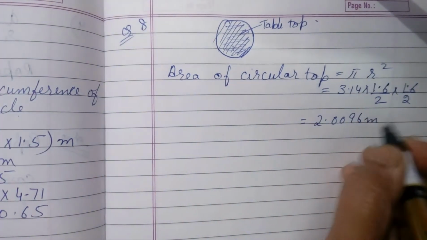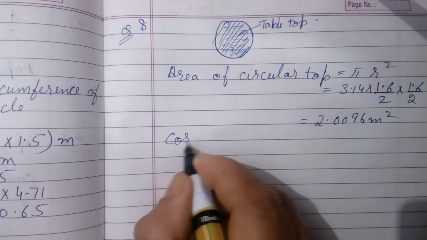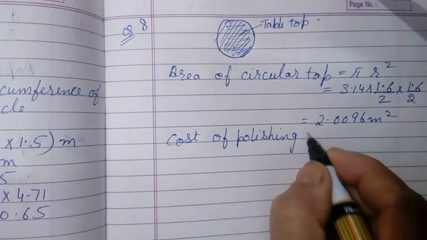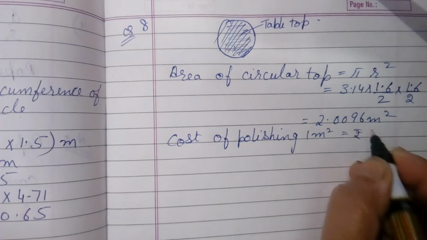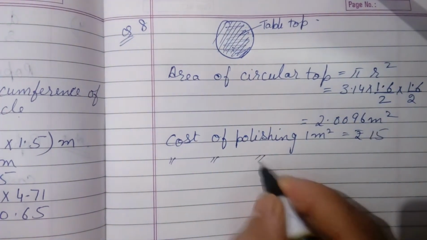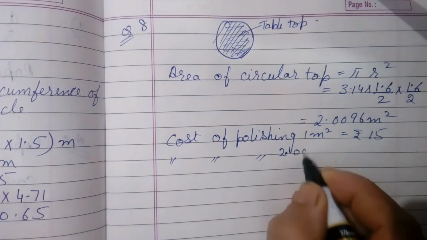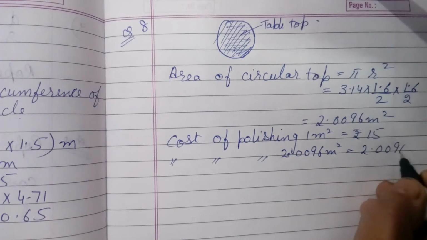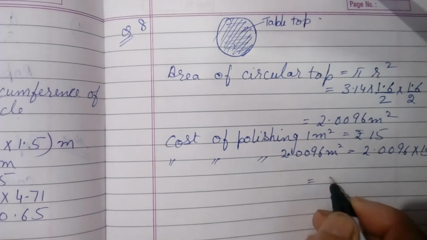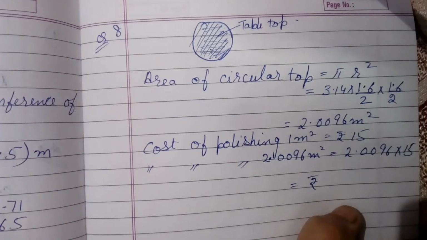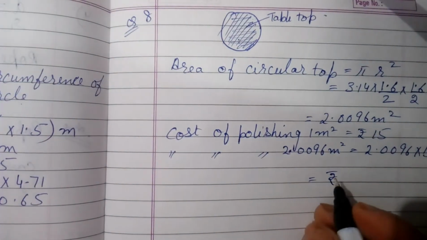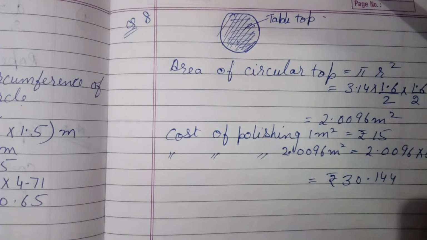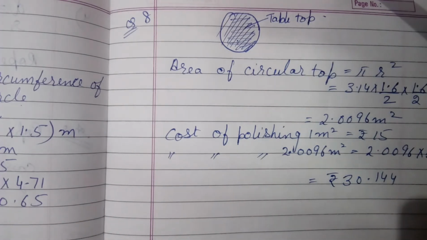2.0096 meter square. And the cost of polishing 1 meter square is rupees 15, and our area to be polished is 2.0096 meter square. So you will multiply this value by 15, and on multiplying you will get rupees 30.144. So this will be the cost of polishing the table top.